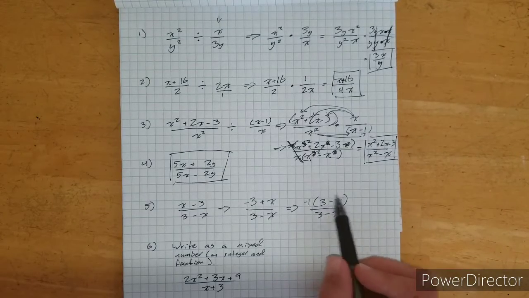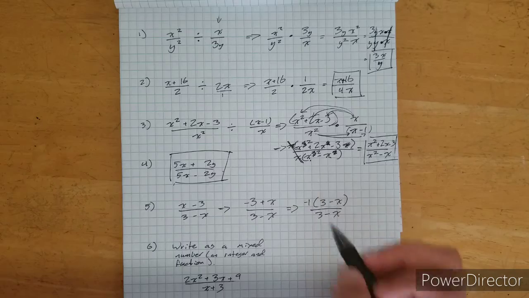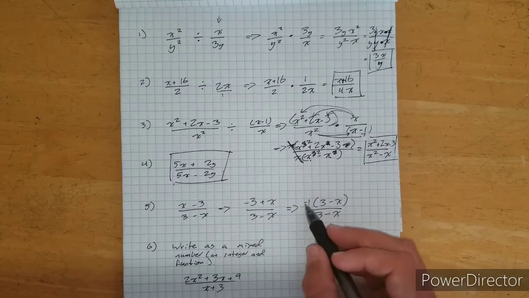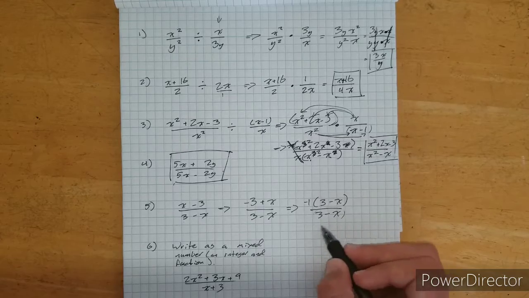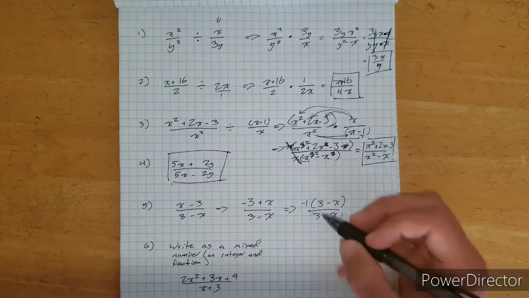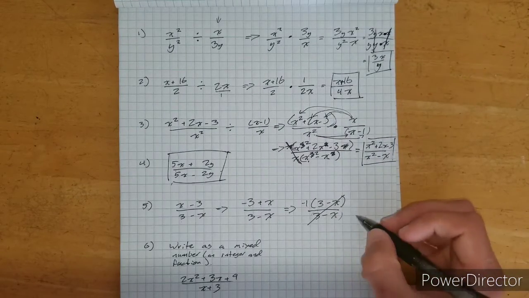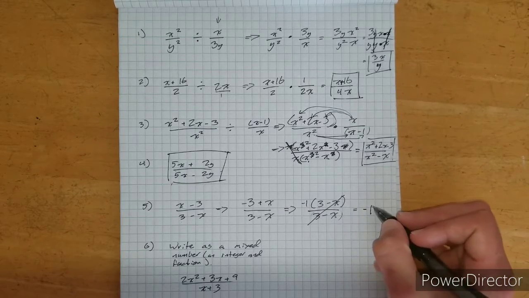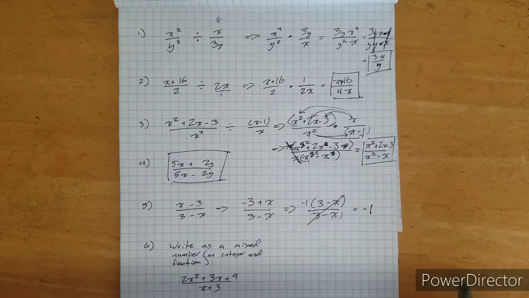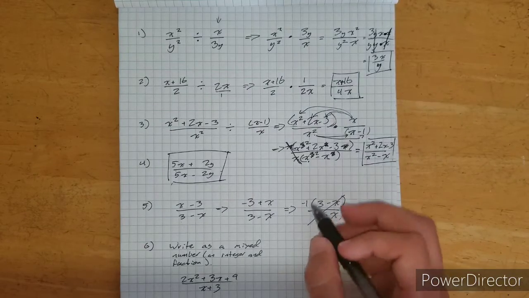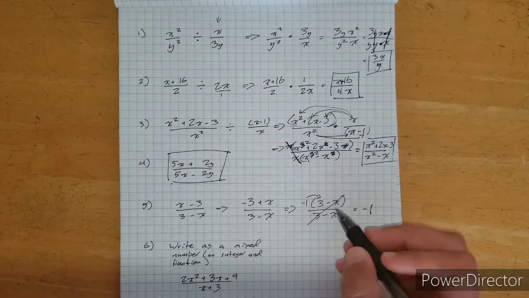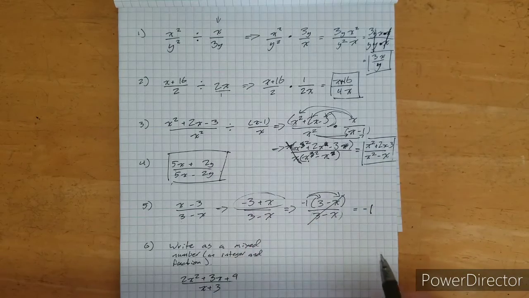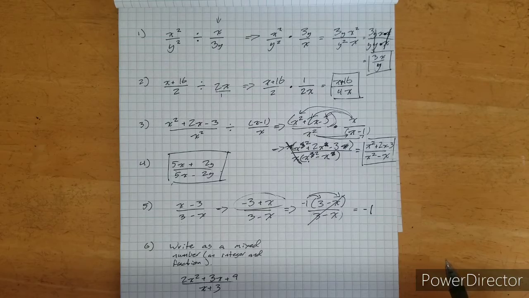And since 3 minus x is a multiple of the denominator, 3 minus x, I can actually get rid of the 3 minus x's, and I'm left with -1. The reason this works is if I distribute -1 here and -1 here, I get -3 plus x.